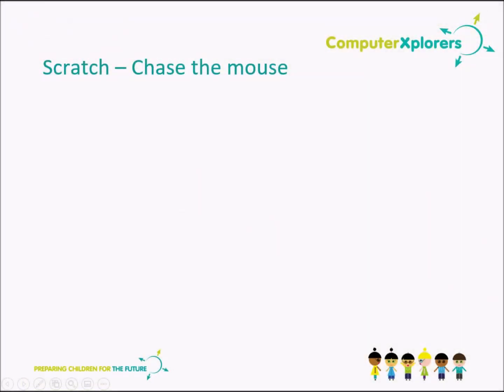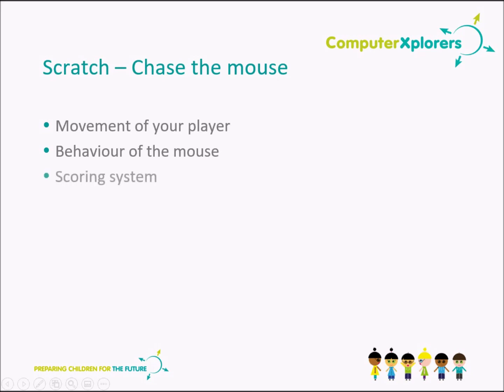Okay, so let's look at the various elements of the game. First, we've got to program the movement of the player. We're going to use the arrow keys on the keyboard to determine the movement. We've then got to work out how to program the behaviour of the mouse so that it hides, goes to a random place, and then shows up again. We've got to put in place a scoring system so that when the cat catches the mouse, we get a point. And then some finishing touches.